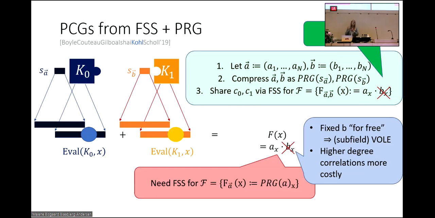And this already gives, for example, vector OLE and also subfield vector OLE, which, as was even in a talk this week, implies OT. So this already gives a lot. And you can also do higher degree correlations, more costly. So this is not generic, but this will be the case for what we're doing.